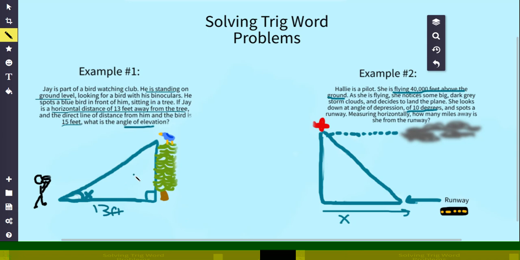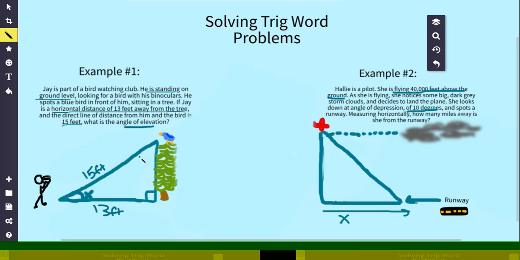And then it says the direct line of distance from him and the bird is 15 feet. So his direct line of distance, because he's looking up at the bird, he has to angle his eyes up to look at the bird. Because of that, his direct line of distance to the bird is going to be 15 feet. And then the question asks, what is the angle of elevation? So what we're trying to find here is this angle of elevation right here, this x.